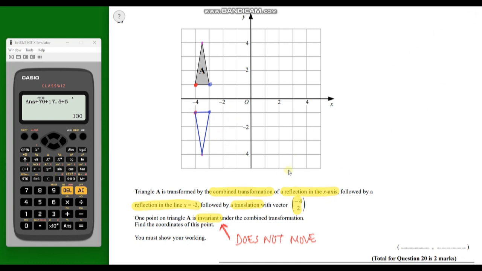Our second transformation, we are reflecting the shape in the line x equals -2. So actually, let me draw in the line x equals -2. That is this line here. Be really careful. It's not a horizontal line. It's a vertical line. So now let's transform each vertex. So this blue one here will now be over here. The red one will be over here. And the fuchsia coloured one, that will be down here.